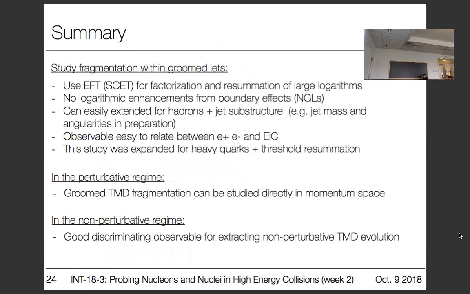To summarize part 1, we use soft collinear effective field theory to study groomed jets and hadronization within groomed jets. We argue that non-global effects are not important for groomed observables, and this can be easily extended to other observables. Here we measure the transverse momentum of the hadron, but it can be extended to any other jet substructure you want. Particularly, we have the results for jet mass and generic angularities, although we didn't publish those because they were not in connection with that project.